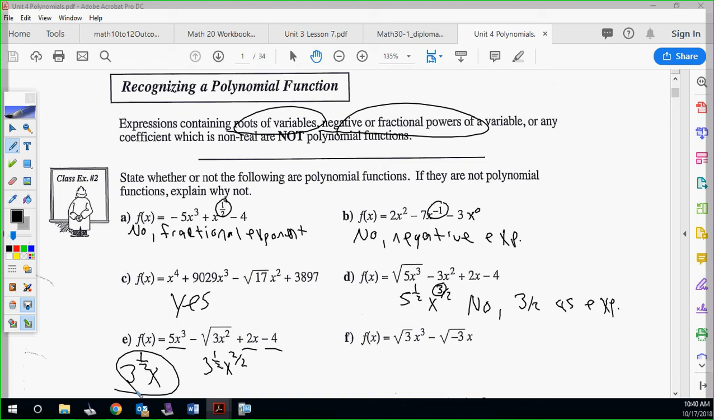All right. F. How about this? For F, the variables are cool. All the variables are fine. The one problem is we have a non-real number in here. We have root -3, which is a non-real number, so that makes it no. Yep, fake. Okay, cool.